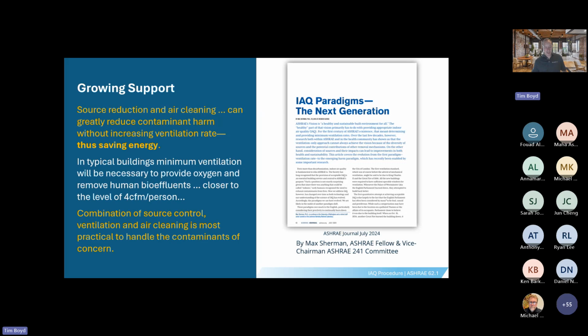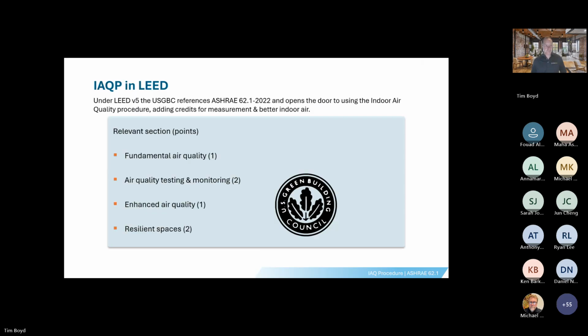And so he concludes that the combination of source control, ventilation, and air cleaning is the most practical way to handle the contaminants of concern. Effectively layer these in, right? Don't fundamentally just shut your outdoor air damper. I'm not asking you to do that. What I'm telling you is there is a more efficient ventilation strategy when you use the indoor air quality procedure.